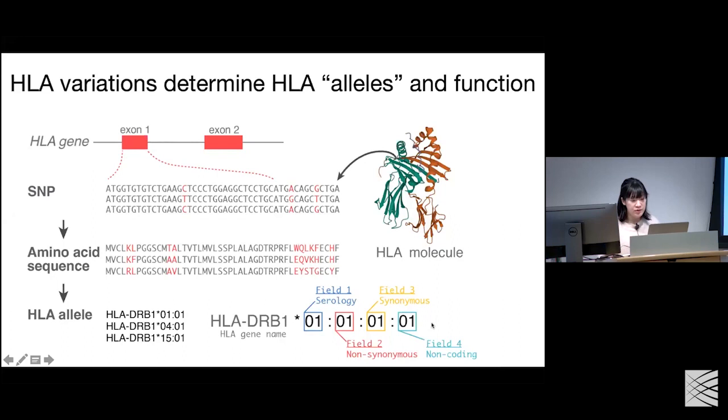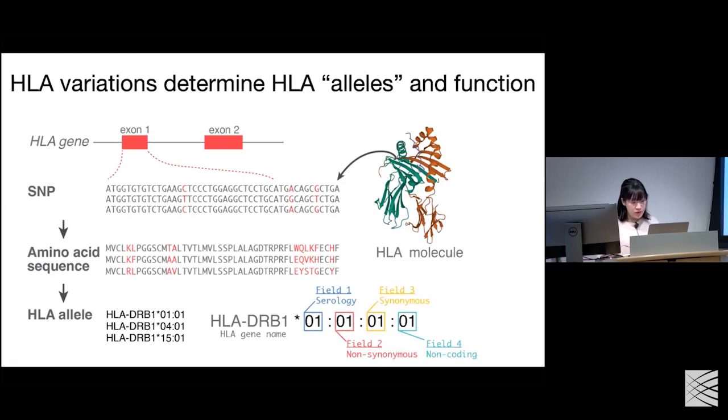The first field, or field 1, describes the historical broad classification based on the serology of the HLA molecule. And field 2, the second field, is the most important one and corresponds to the unique amino acid sequence of the gene. So all the non-synonymous changes or substitutions are reflected in field 2. Field 3 reflects synonymous polymorphisms or substitutions, and field 4 reflects non-exonic or non-coding polymorphisms.